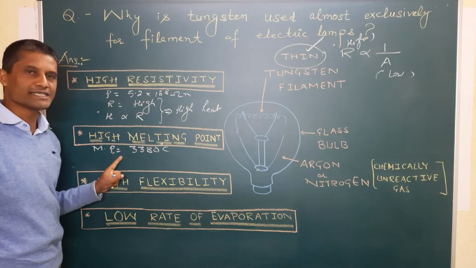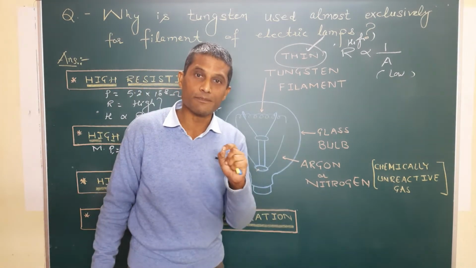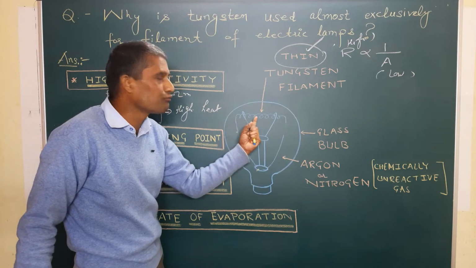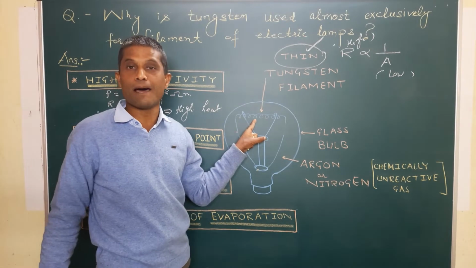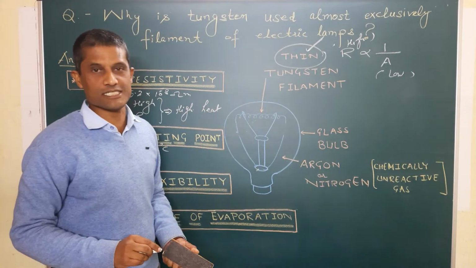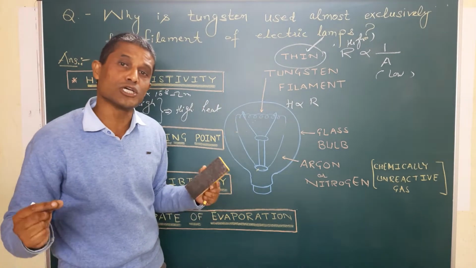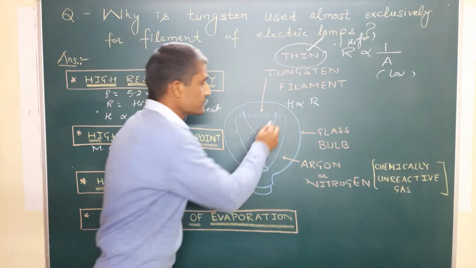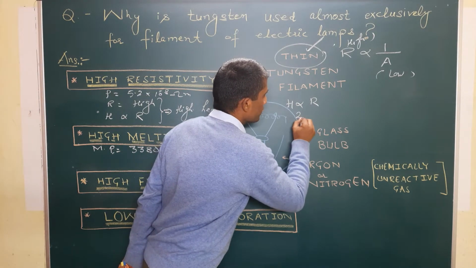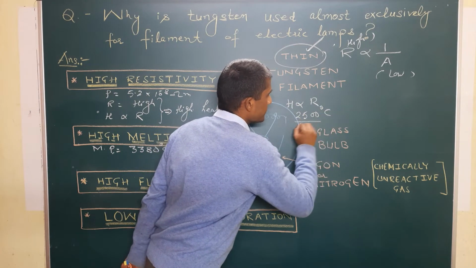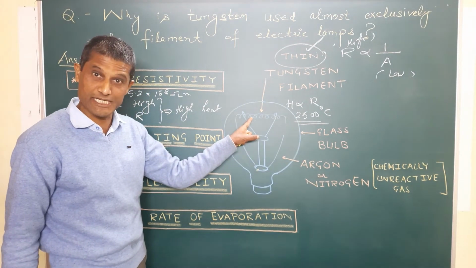We are very much aware that its melting point is 3380 degrees centigrade. What does it mean? It means that when current begins to flow through this thin coiled structure of tungsten filament, then due to its high resistance, a tremendous amount of heat is generated. It is of such a great level that the temperature of this filament reaches near 2500 degrees centigrade. It's a very high temperature. It becomes white hot at that temperature.